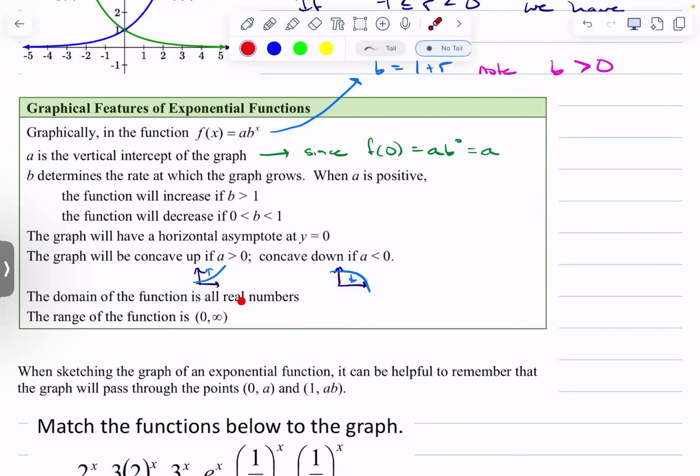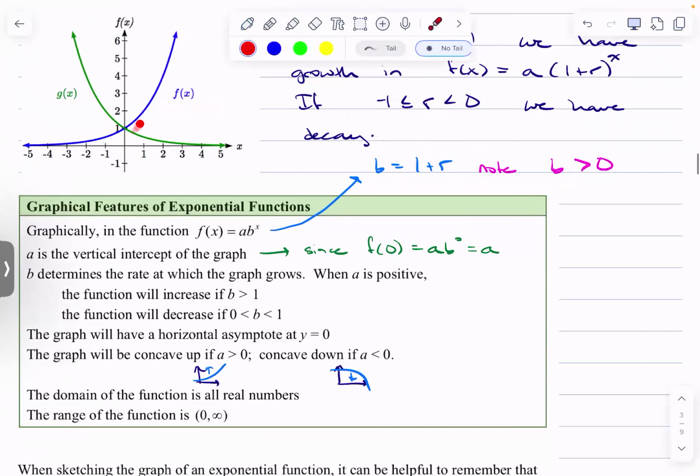The domain of exponential functions, so what values of x can I put in here, is just all real numbers, which is really any number from -infinity to +infinity. And because we have a horizontal asymptote at y equals 0, the range of the function doesn't include 0 because it can never get to the horizontal asymptote, but it does go up to +infinity.